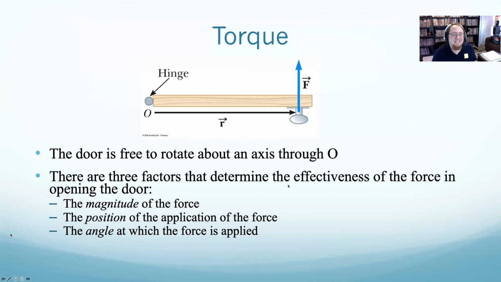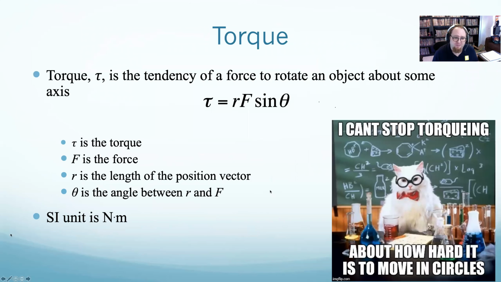And this gets into the idea of torque. Torque, which is represented by the Greek symbol tau, is not a T, it's a tau. It is the ability of a force to rotate an object around an axis.